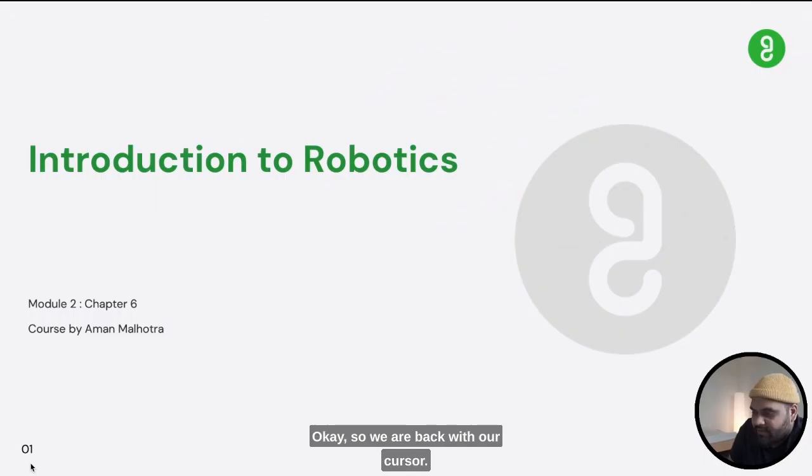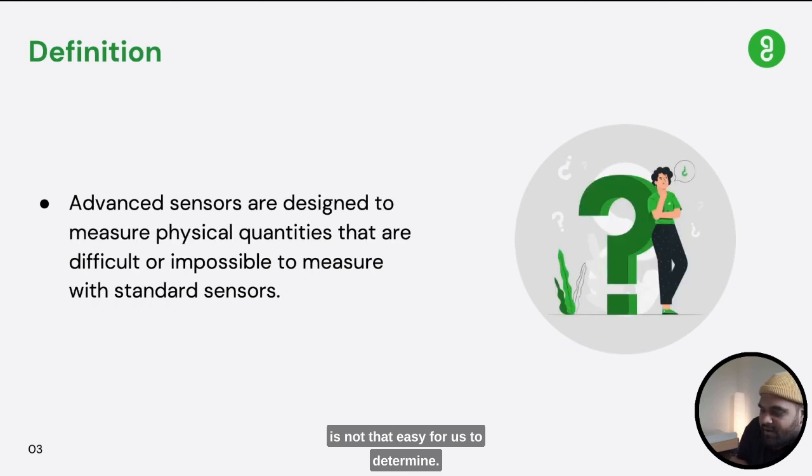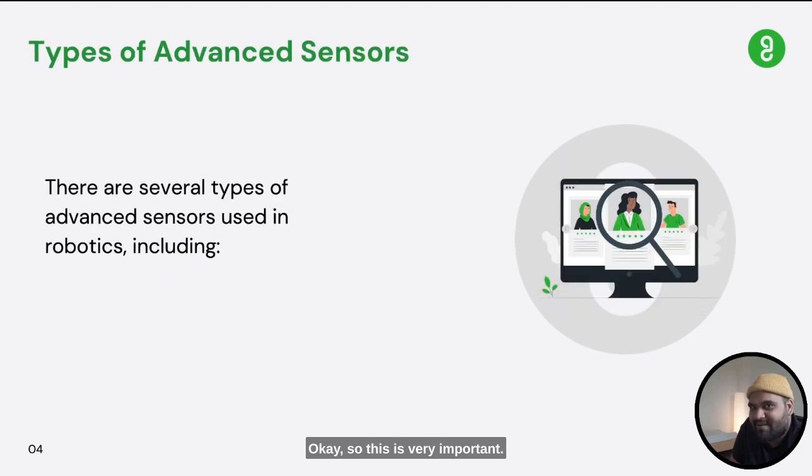Okay, so we are back with our cursor. Now let's see, we have advanced sensors. Advanced sensors are specialized sensors that provide unique capability for a robotic system. We already talked about basic sensors, like laser range finding, accelerometer, gyroscope, and those things. But now we're talking about something special, which is not that easy for us to determine. Advanced sensors are designed to measure physical quantities that are difficult or impossible to measure with standard sensors. Difficult or impossible, so this is very important.